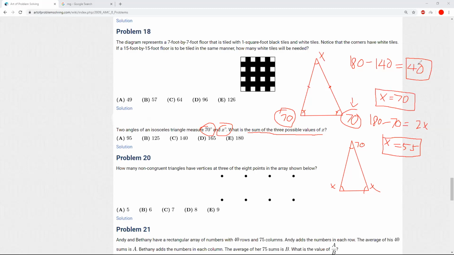So if we sum this up, we'll get 40 plus 70 is 110. 110 plus 55, and that's going to give us D. Does anyone have any questions on this question? All right. I don't think anyone has any questions, so I'll just go into the next one.